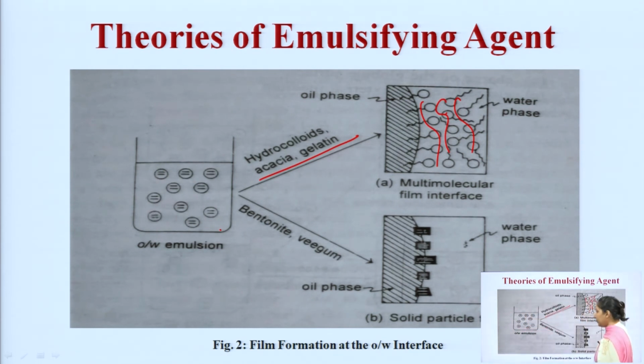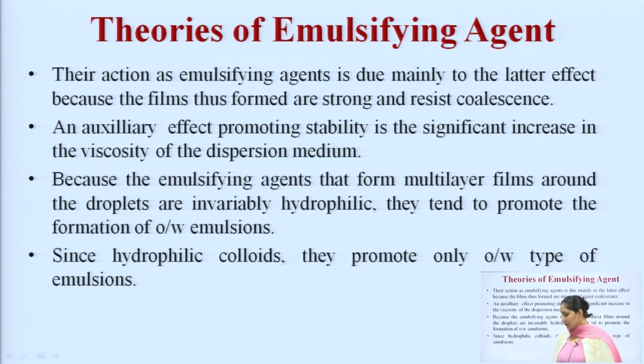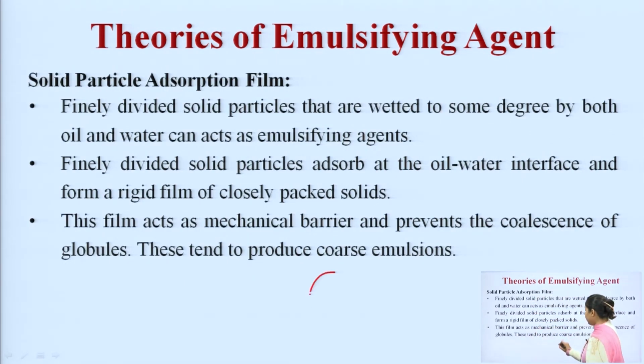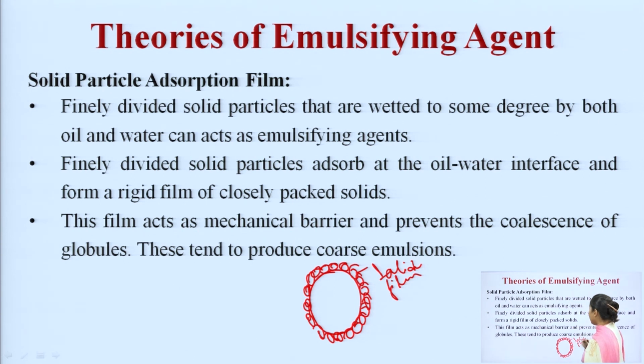If we see, for the solid particle we take bentonite or veegum. They form a very closely packed solid film. Since they are finely divided solids, they form a very close solid film around the globules of the dispersed phase and thereby prevent collisions.